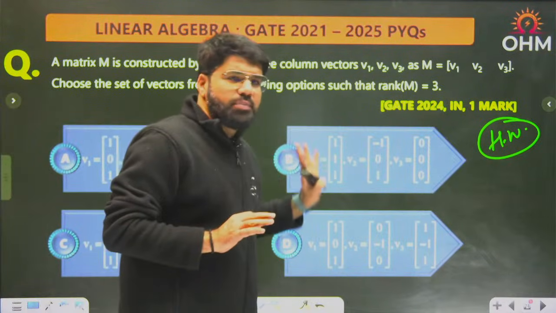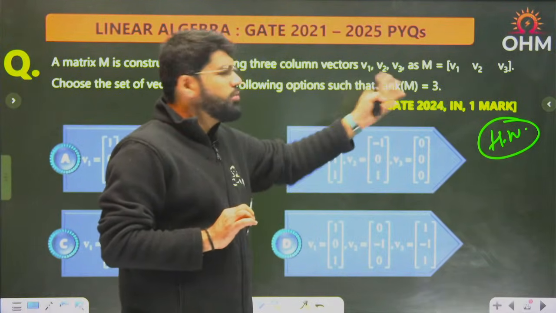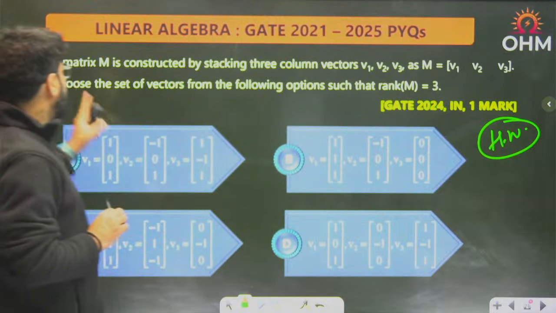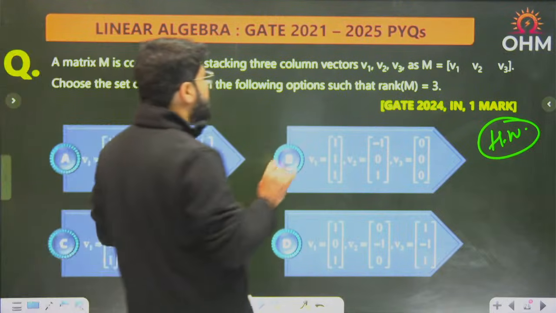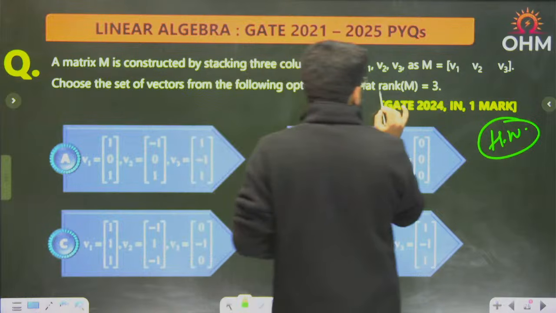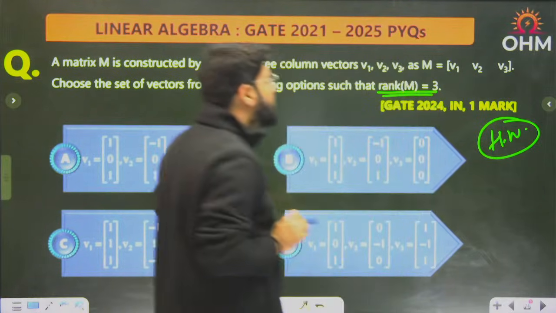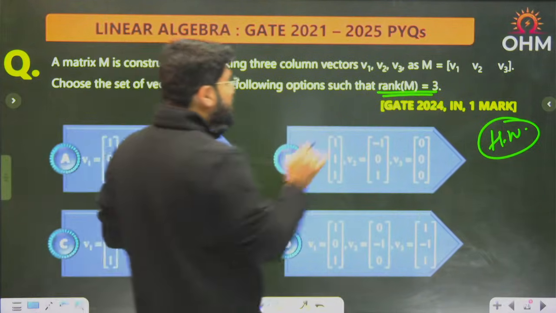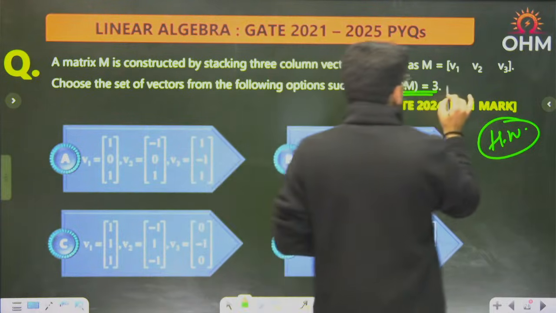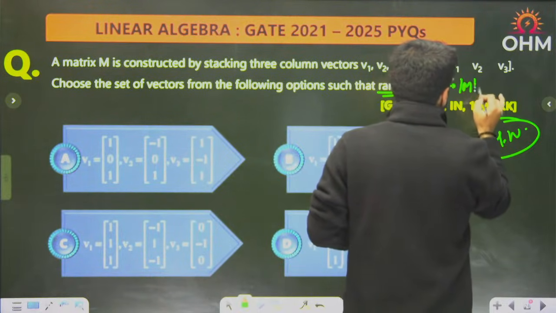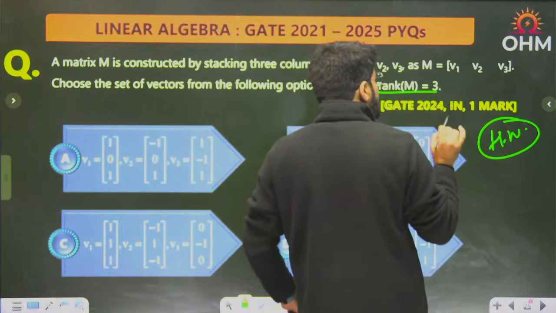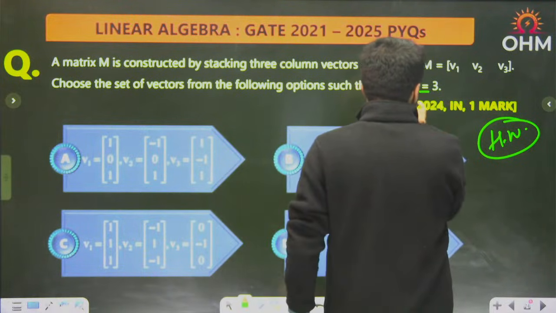Three sets of columns are given as options. You have to form the matrix by arranging the vectors as columns. Choose the set of vectors from the following options such that rank of M equals 3. Rank equal to 3, that means use simple logic.